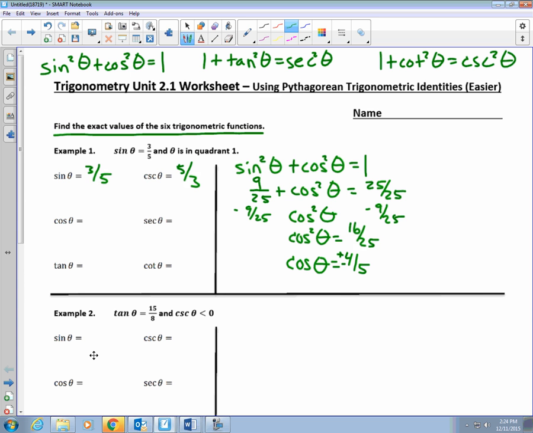Remember how we decide whether it's positive 4/5 or negative 4/5? Quadrants, very good. Which quadrant am I working in? The first quadrant. If I'm in the first quadrant, they're all positive, correct? So is it positive 4/5 or negative 4/5? What other number do I know now too? Or what other ratio? Secant is 5/4.